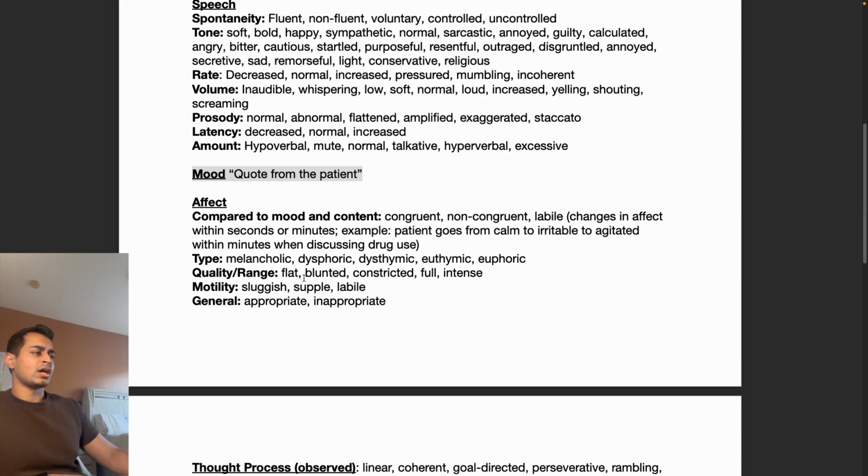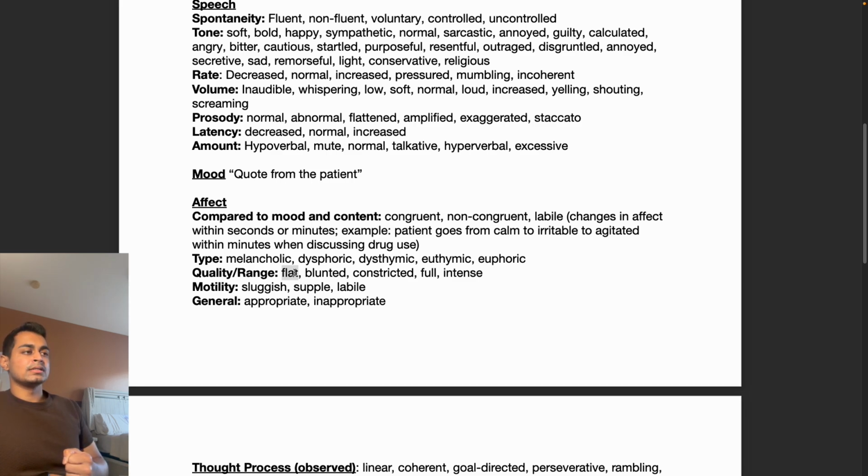Quality and range. This is going from the most decreased emotion, which is flat, to the most intense emotion, which is intense, and then it falls in between. I would say flat, it's really hard to say, and I'm still working on this myself, honestly, but I usually see flat with catatonic patients. It almost feels like you're not talking to a person. It's like you're talking to an inanimate object.